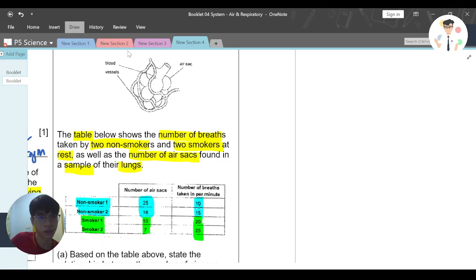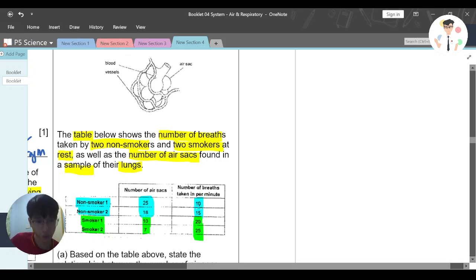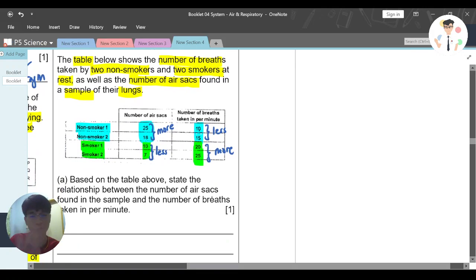So you notice what? Let me just quickly highlight here. Non-smoker, there is more number of air sacs and there is less number of breaths needed to be taken in per minute. Whereas smoker has less number of air sacs where more breaths are needed. Do you understand the theory behind it? Okay, maybe you don't need to understand. We can try to answer the question first. Okay, you don't need to understand first.